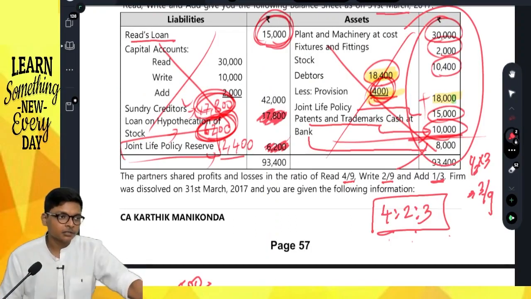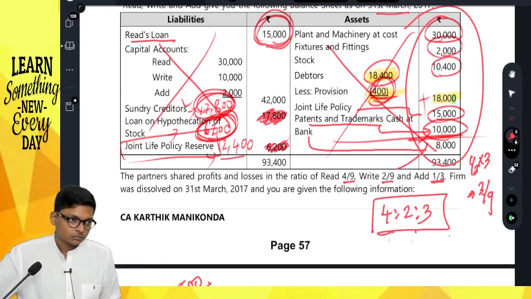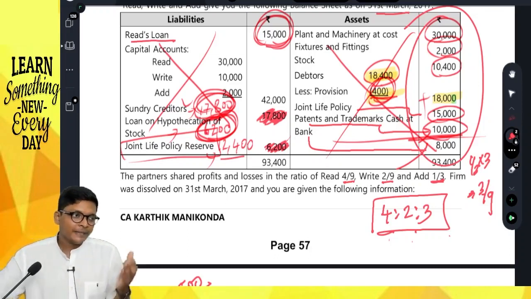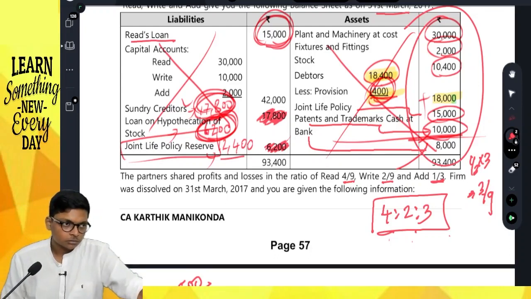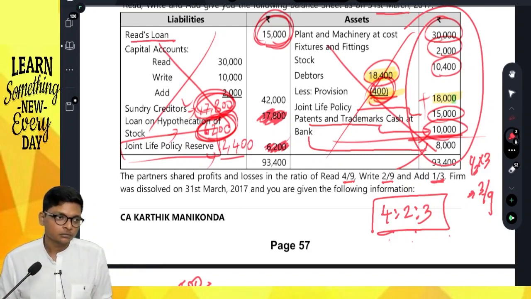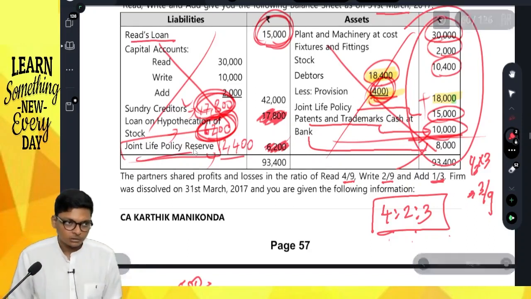JLP, it's a reserve. How reserve is your past profits, profit sharing ratio. Simple. Why capital ratio? Have they contributed for JLP based on capital ratio? No. Based on the firm's profit, they have contributed. So you will take only profit sharing ratio. Correct. So can I say somebody who has contributed more capital will get more premium cover? Life insurance is equal. It's like JLP reserve. We are saving to pay the future policy. That's it.